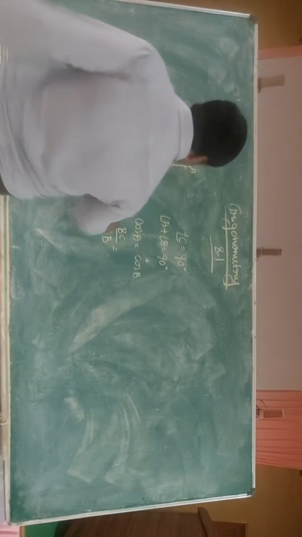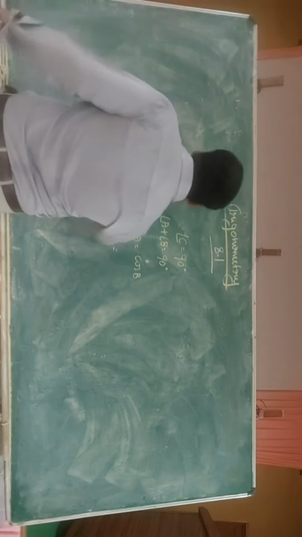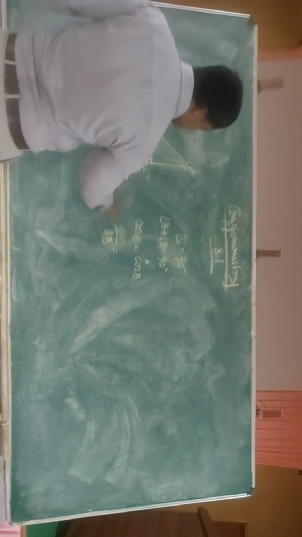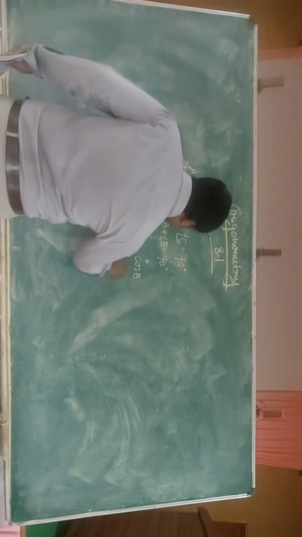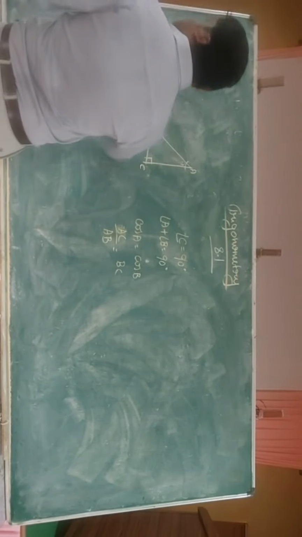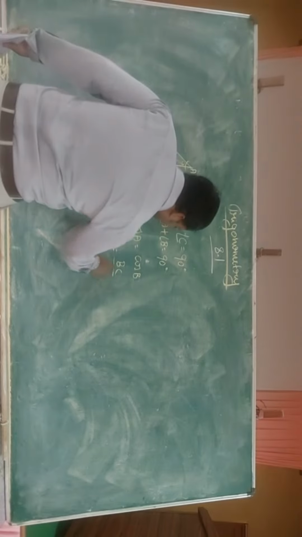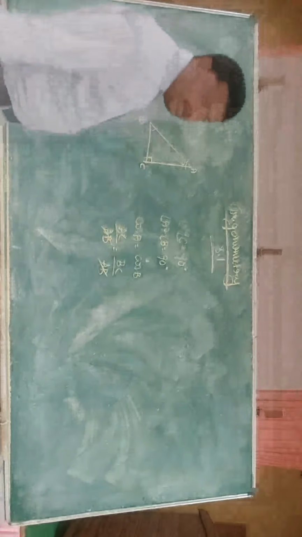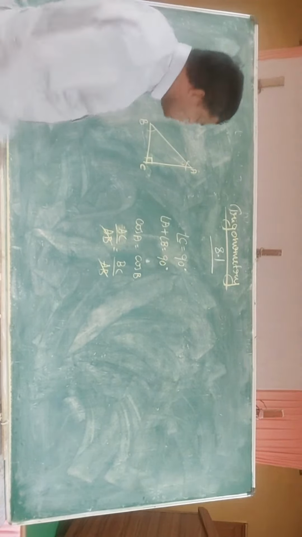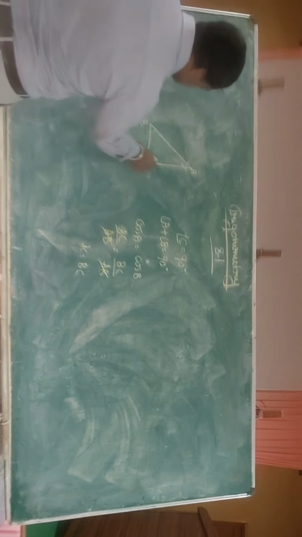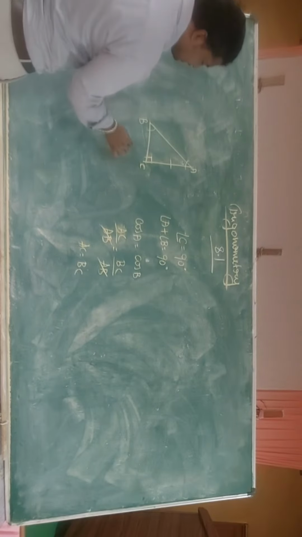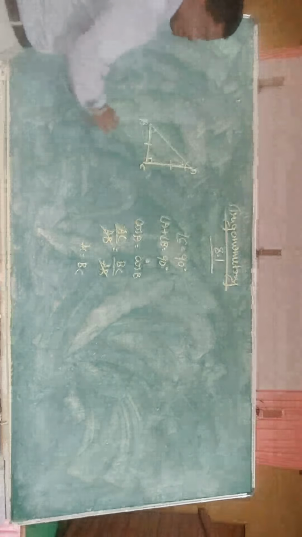Cos A, the angle formed is here, theta formed is here. This is adjacent, AC, and this is opposite, AB. So cos B is BC upon AB. BC upon AB. AB cancel. AC is equal to BC. AC is where? This one. And BC is here.